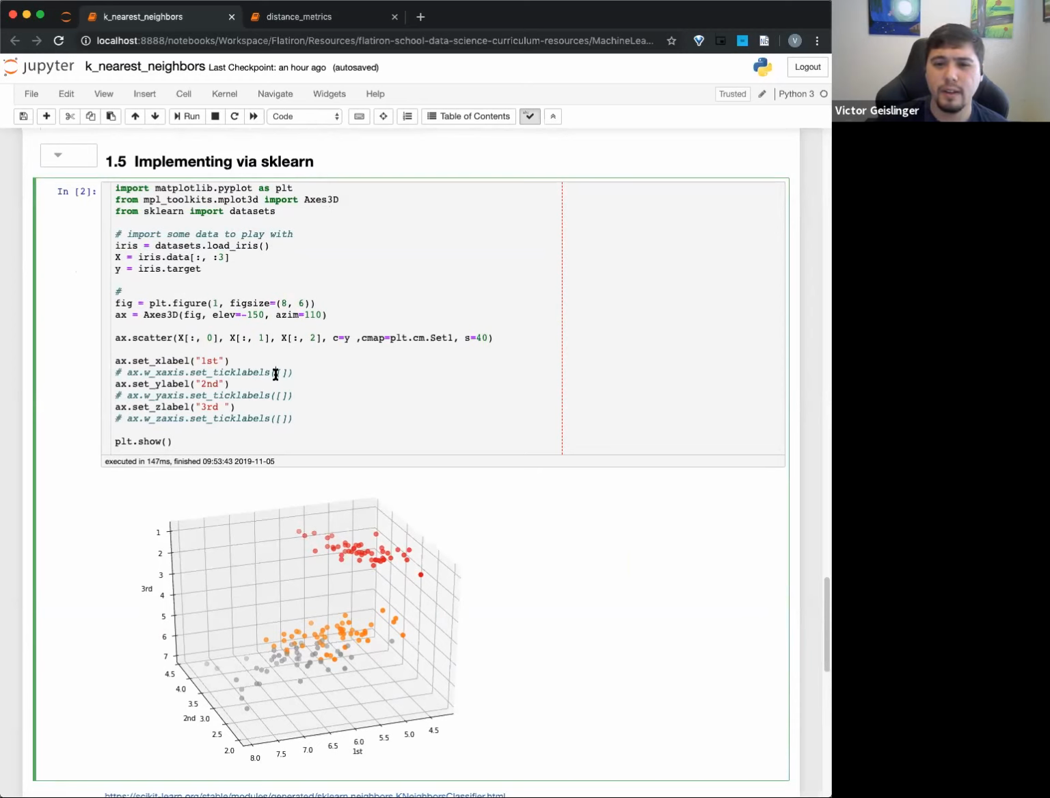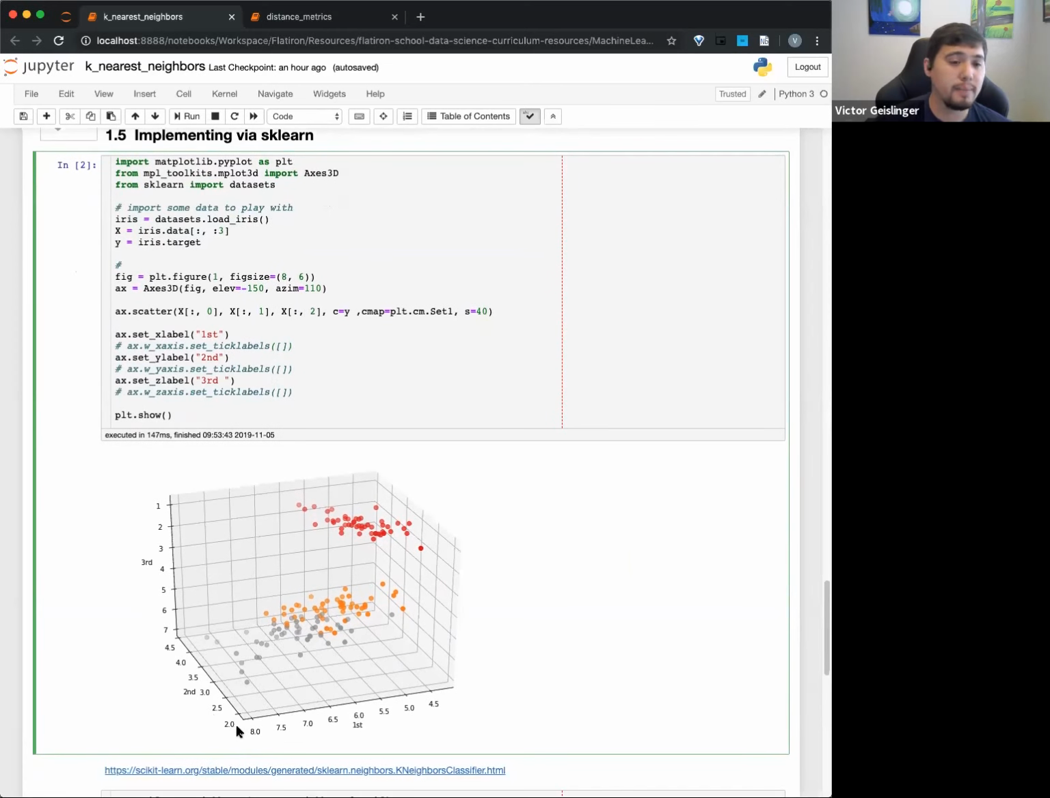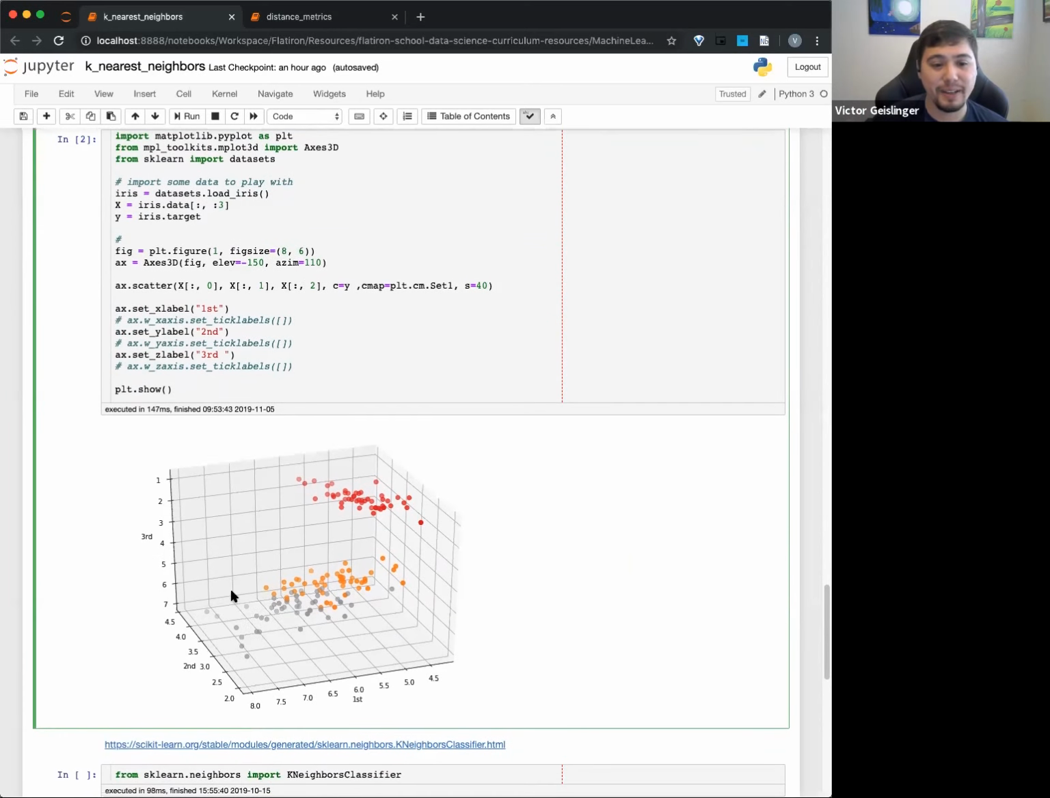I think it's 4 though. But anyway, I'm only using 3 because we can see in 3D. Past that, good luck. So anyway, you can see here the different points, like class, I think this is class 1, class 2, and class 3. So you can see how they're kind of grouped together.